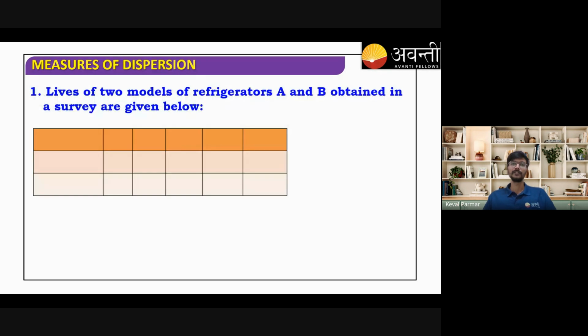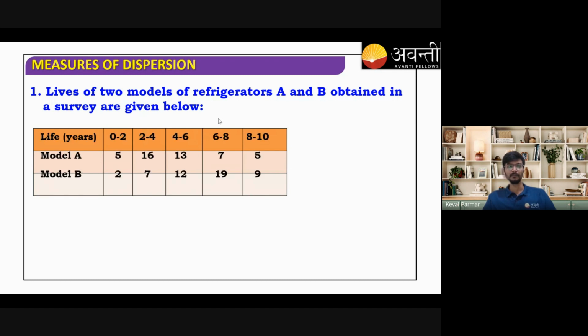Okay. So here is the question. Lives of two models of refrigerators A and B. So there are two refrigerators A and B, right? This is the given data. This is the life: 0 to 2 years, 2 to 4 years. That means how long the refrigerator works, like how much time you can use the refrigerator. So for model A, in 0 to 2 years you can use 5 of them, in 2 to 4 years 16, and so on. This was obtained in a survey. Correct?